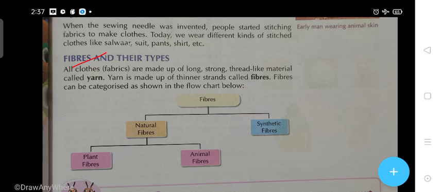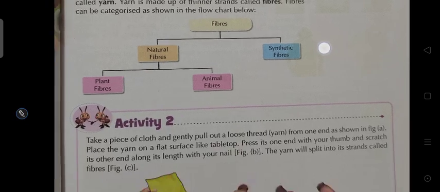So, fibers and their types. All cloth fabric is made up of long, strong, thread-like materials called yarn. Friends, yarn is like a thread, and yarn is made up of thinner strands called fibers. Fibers can be categorized as shown in the flowchart. Students, in this flowchart, as we see, fibers can be categorized as natural and synthetic, and in natural, as I told you, the plant and the animal fiber.